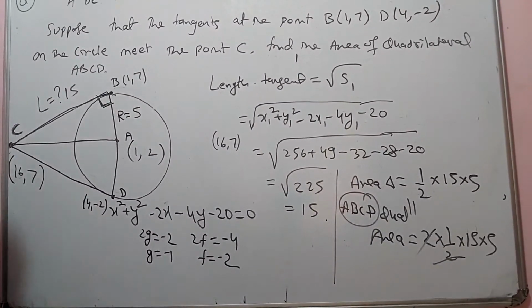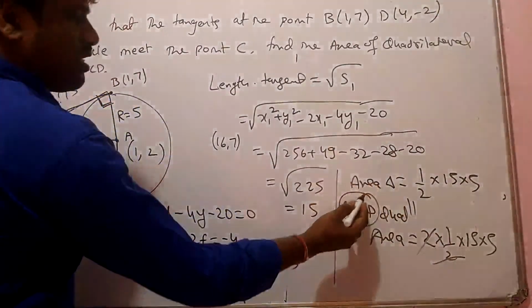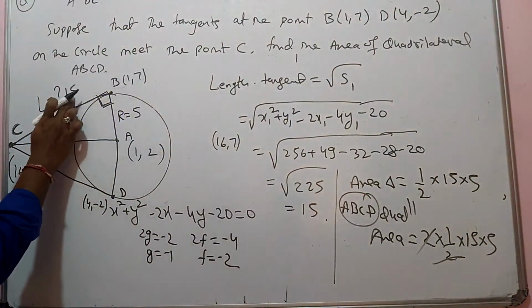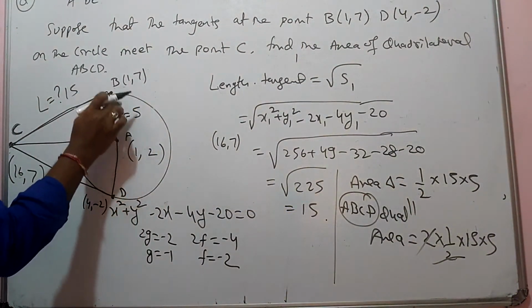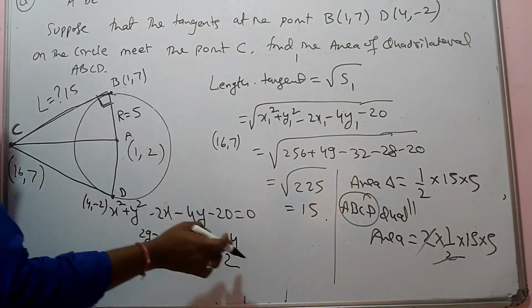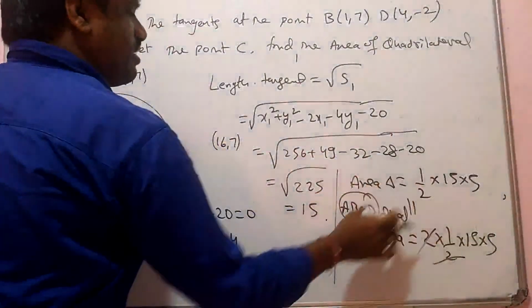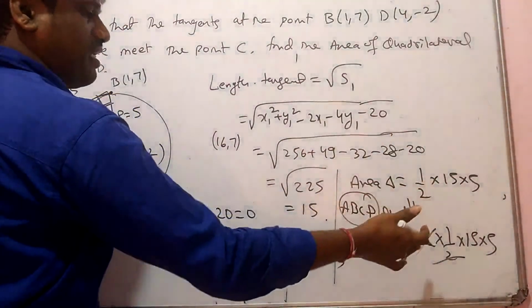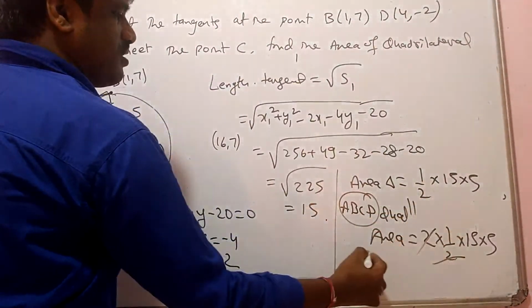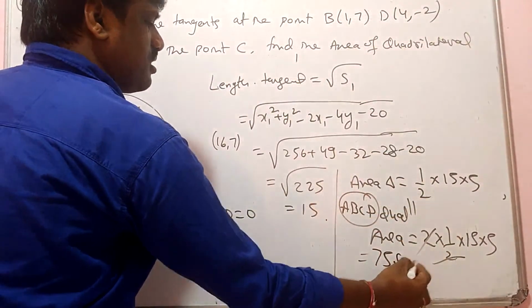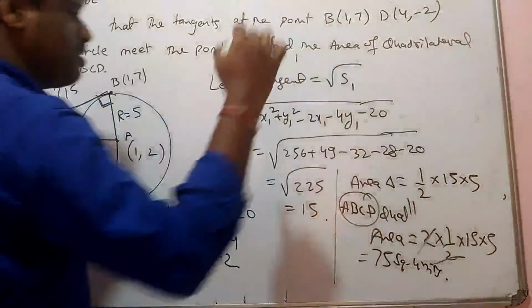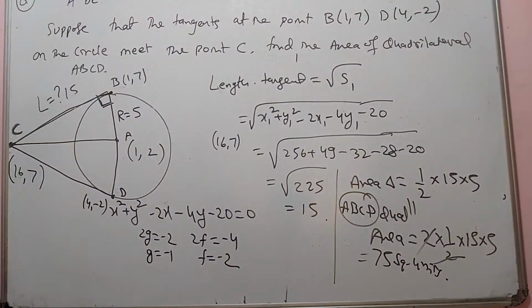Because here we find the area of the triangle, half into base into height. You can take anything as the base and height. So 15 into 5 is the area of the triangle. But the area of the quadrilateral will be twice, so 2 into half into 15 into 5, that is 75 square units is the real answer. Okay, this is the proper answer. Hope you have understood, everyone. Did you understand?